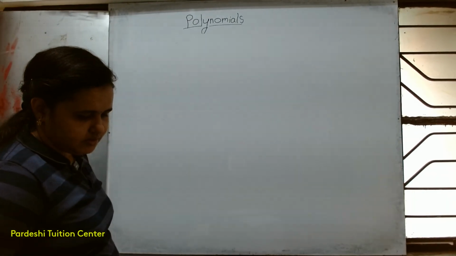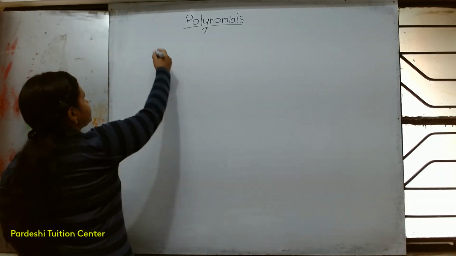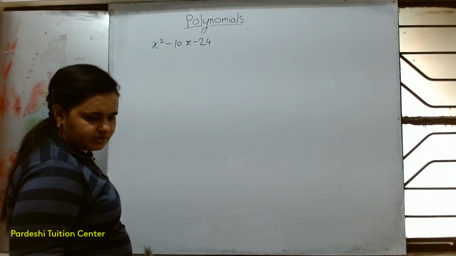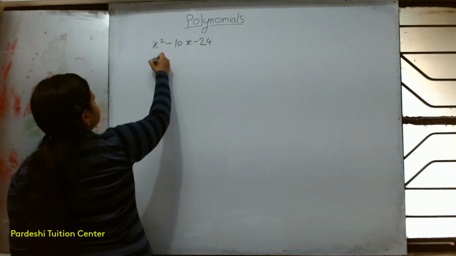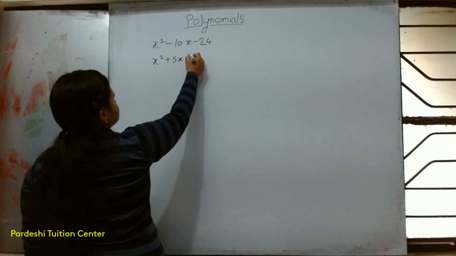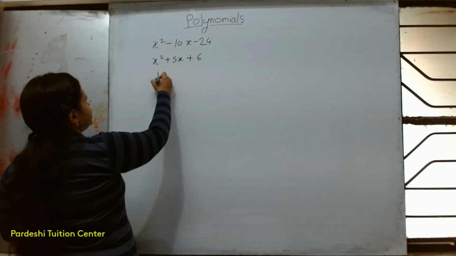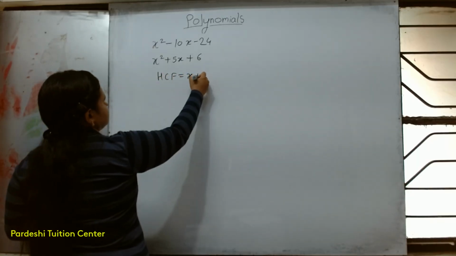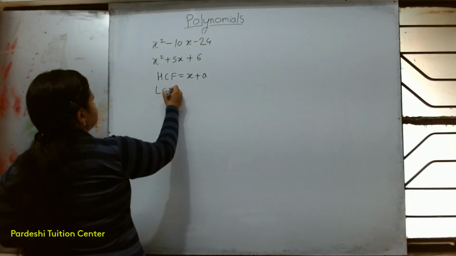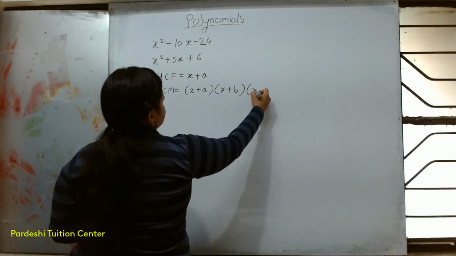Now see, HCF and LCM of two polynomials. Two polynomials are given, x square minus 10x minus 24, and the second polynomial is given as x square plus 5x plus 6. Okay, these two polynomials are given, and their HCF is given as x plus a, and their LCM is given as x plus a, x plus b and x minus c.